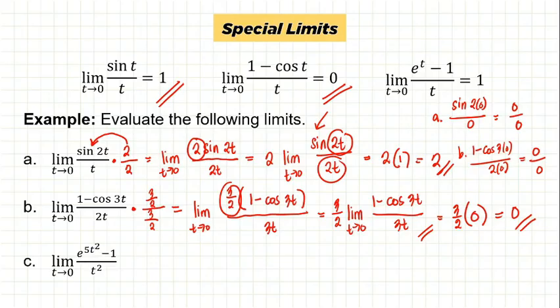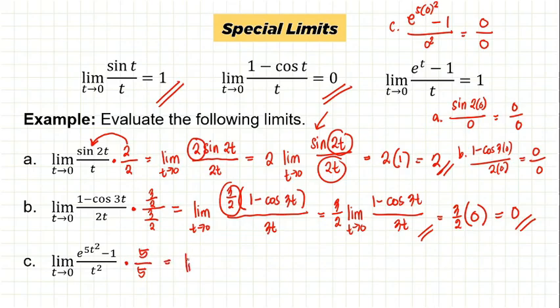Okay, now let's try letter C. Limit of e to the 5t squared minus 1 over t squared as t approaches 0. So let's try to check if this will lead to indeterminate form. So we will have e to the 5 times 0 squared minus 1 over 0 squared. So we will have e to the 0 is 1 minus 1, you have 0 over 0 squared is 0. So indeterminate ulit siya, so we will do manipulations na. So in this case, dapat magiging 5t squared yung nasa baba. So therefore, we will multiply 5 sa baba and multiply it also sa taas.